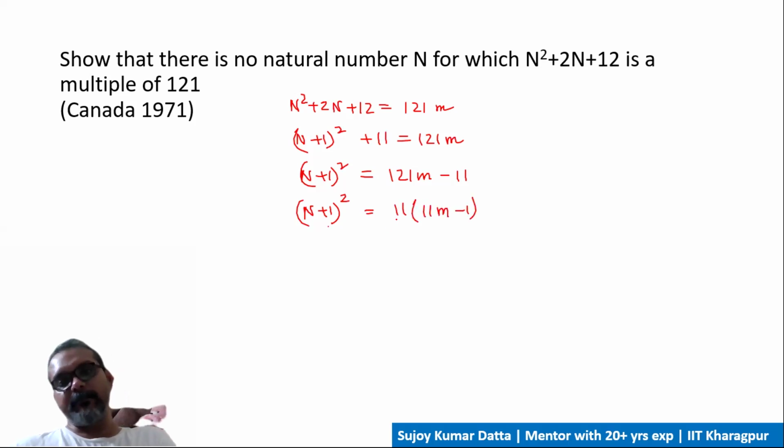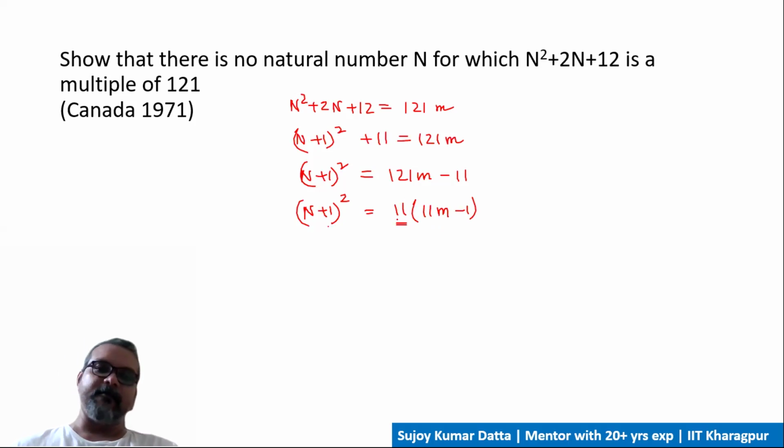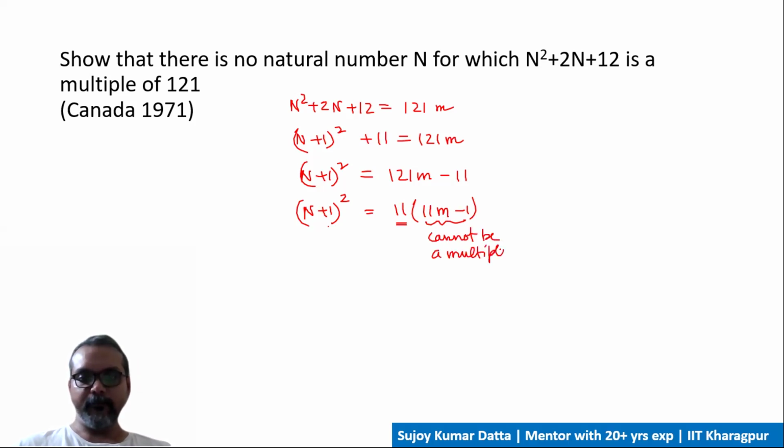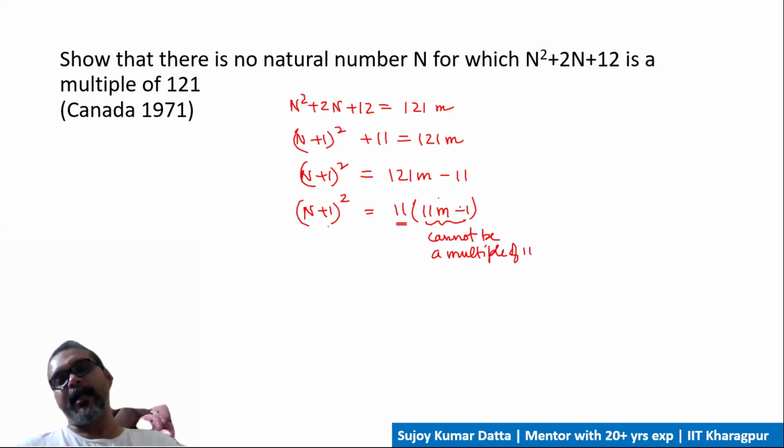Now since it's a square term and I have an 11 here, then I need another 11 as a factor somewhere. But this cannot be a multiple of 11, because 11m is a multiple and from there you have subtracted 1. So if you had subtracted 11, then you would have got another multiple of 11. Okay, so we subtract 1: consecutive numbers 11m and 11m minus 1. So this will not have a multiple of 11, hence this is not possible.